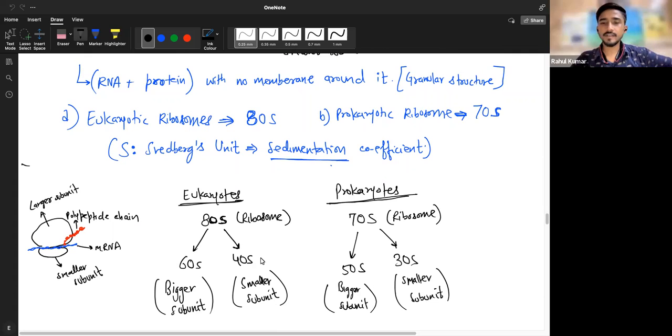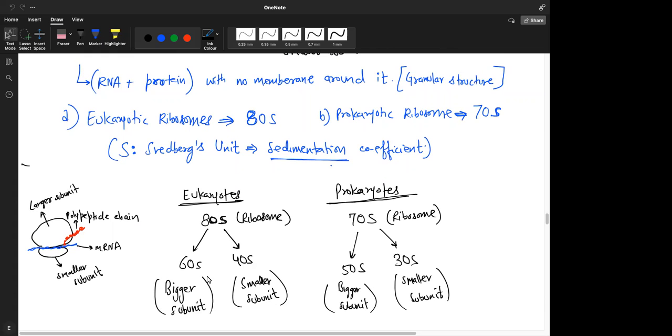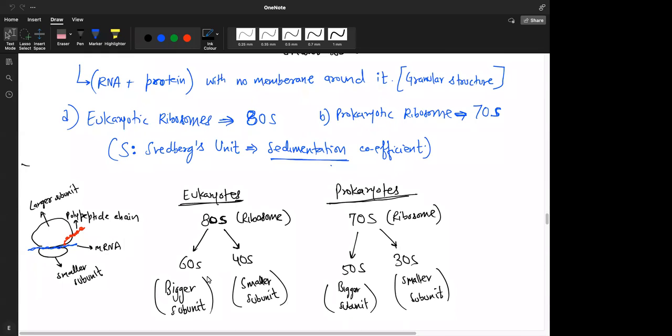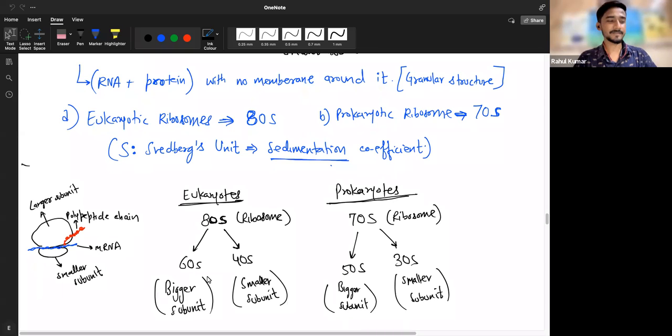But this does not add up, right? Why? Remember we discussed this? Aisha can ask why 60 and 40 does not become 80.